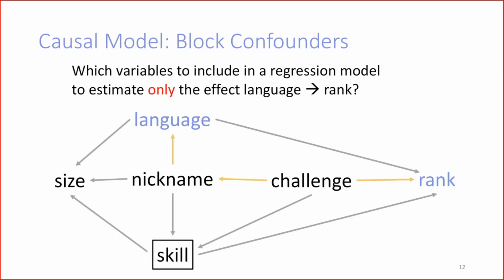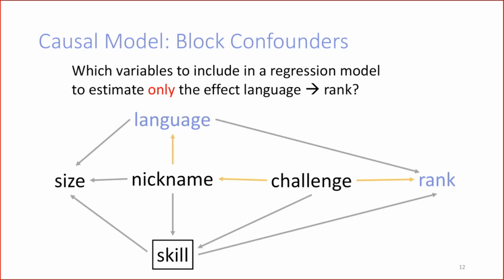However, this is still a correlation path, because correlations don't have a direction, right? These are just relations between two variables. So essentially, if we don't include the nickname and challenge into our regression model, then the correlation that we observe between language and rank will also incorporate the effect of challenge and nickname, indirectly, because it's not there.